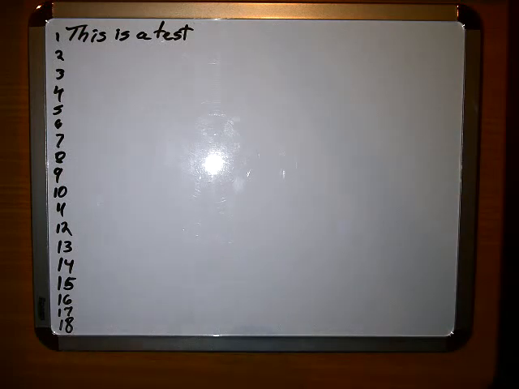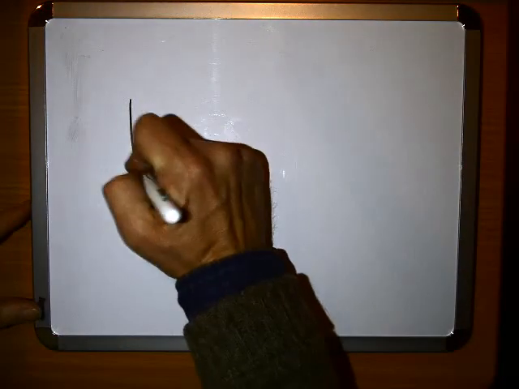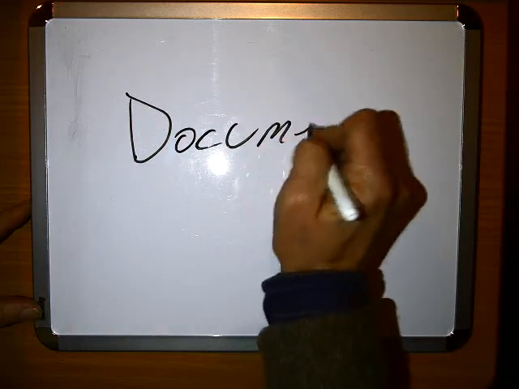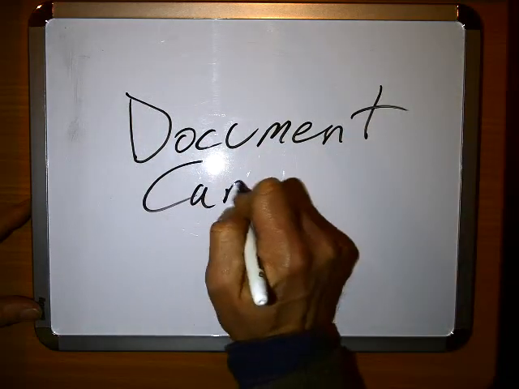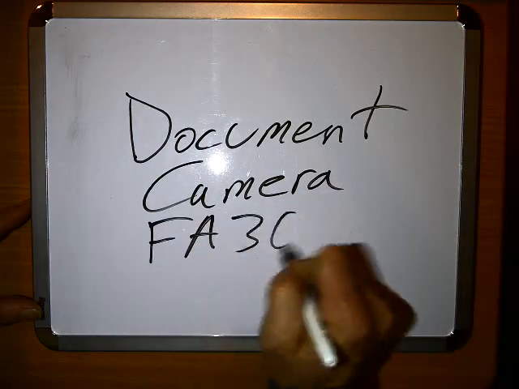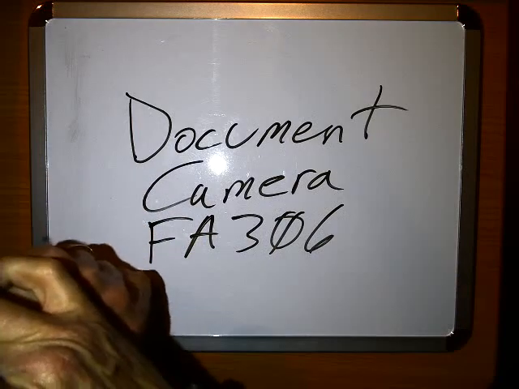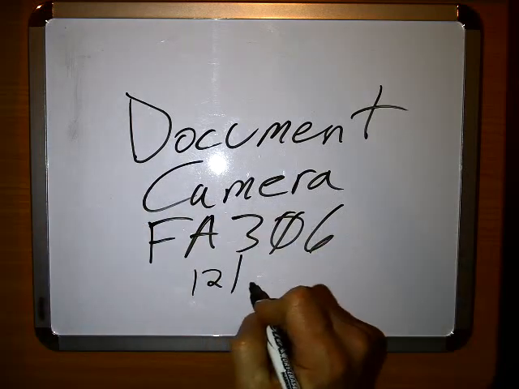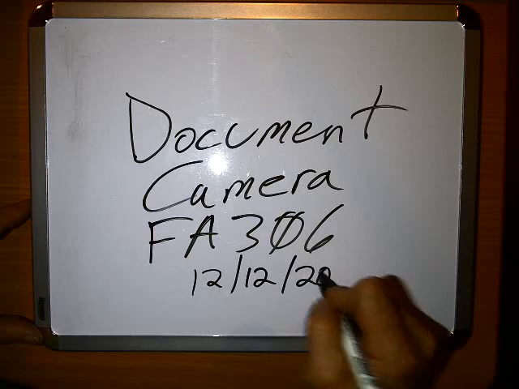And then when you're done, if you want to capture this information, just press the capture button on here, it records it as a JPEG, and then just don't worry about it. If someone says, "Oh, I didn't get that," well, you can pull it up on this as well. You can pull up the recording on there. So this is the document camera, and I'm doing this in Fine Arts 306 on December 12th, 2011.